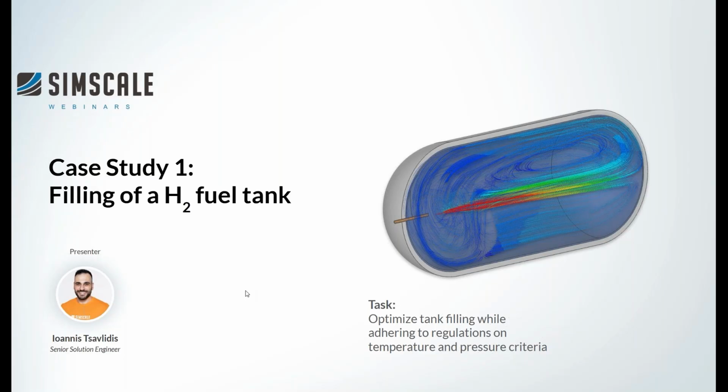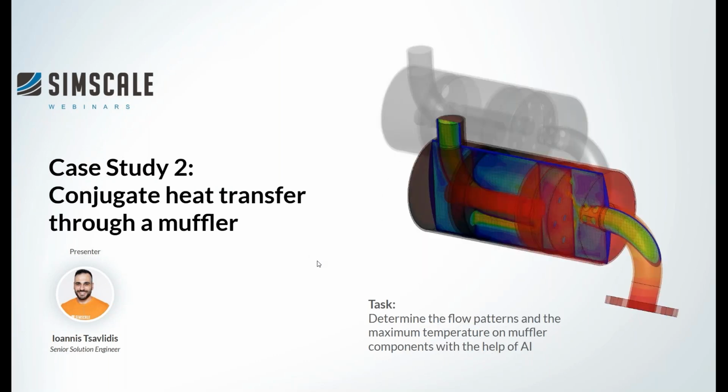So the first case study, we're actually going to study two cases today. The first one is going to be about the filling of a hydrogen tank, where we eventually want to optimize the filling time with respect to regulations. And secondly, we're going to see a different case of an automotive muffler, which is still a compressible case where high-speed air is going through at high temperatures.